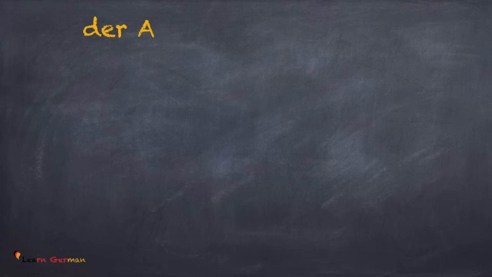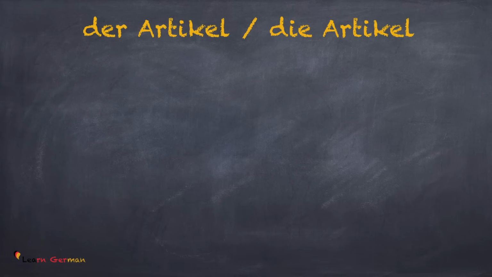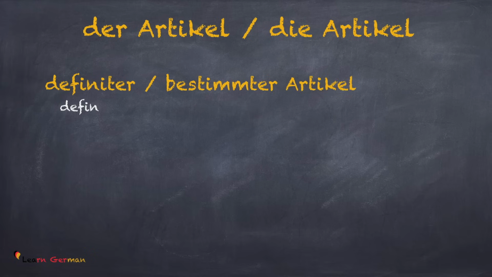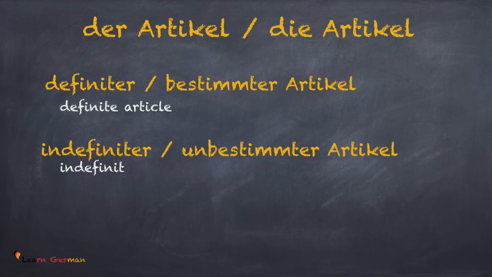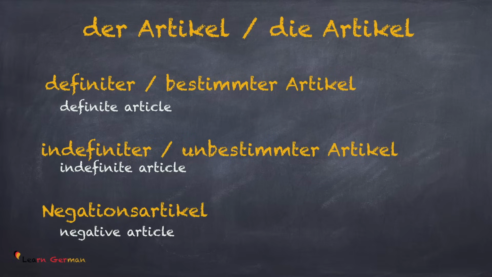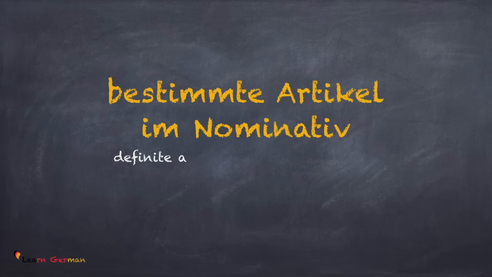So, as discussed, every noun in German has an article. Der Artikel oder die Artikel. In German, there are three kinds of article. The definite oder bestimmte Artikel, the indefinite oder unbestimmte Artikel und Negationsartikel. In this lesson, we'll be doing bestimmte Artikel im Nominativ. So let's look at some sentences.